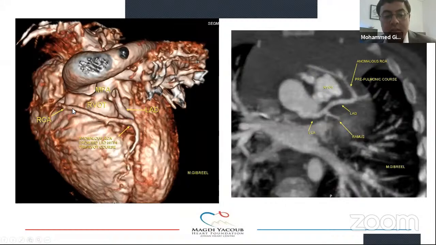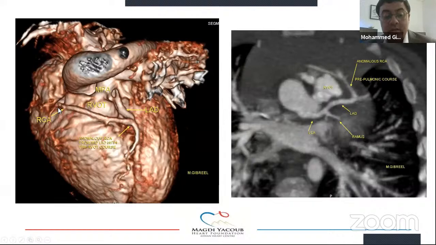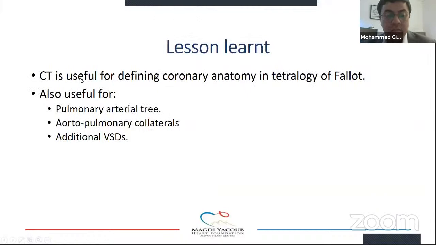In this 3D image, the RCA arises anomalously from the mid LAD and shows a pre-RVOT course, as you see in this slide. In the axial image, this is the RVOT, and this is the left main coronary artery and LCX, and the anomalous RCA arises from the mid LAD and passes in front of the RVOT. Lesson learned here: in this case, CT is useful for defining coronary anatomy in tetralogy of Fallot.